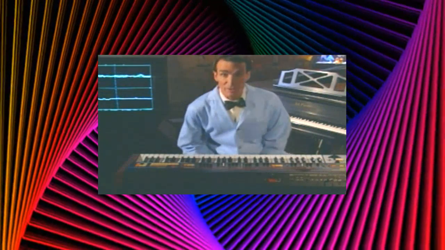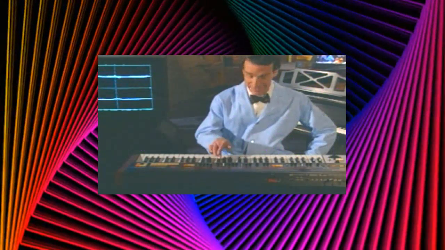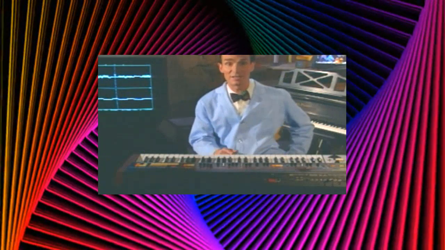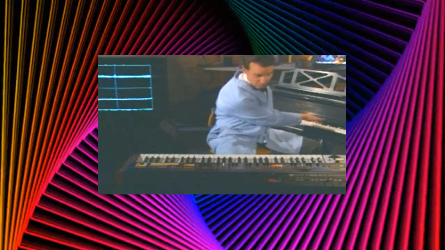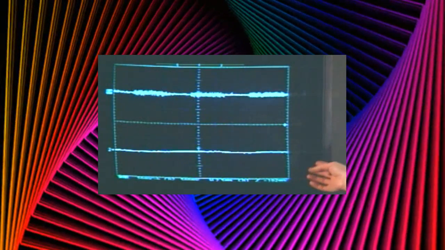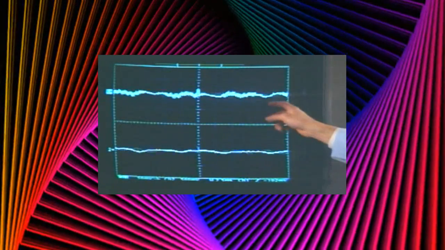It's a pattern of vibrations in the air. And music affects our senses. Take a look at this. It's our musical sound wave vibration display of science. This is an electronic keyboard. And this is a piano. This is the display of an oscilloscope. It's a device that's connected to a microphone that picks up sound waves in the air and shows them to us here on the screen.